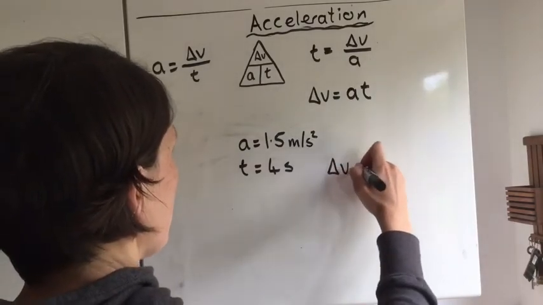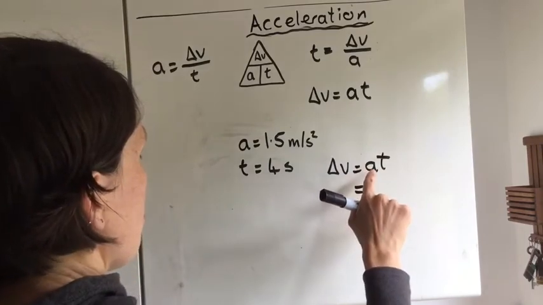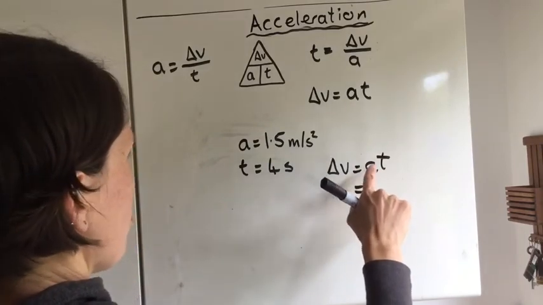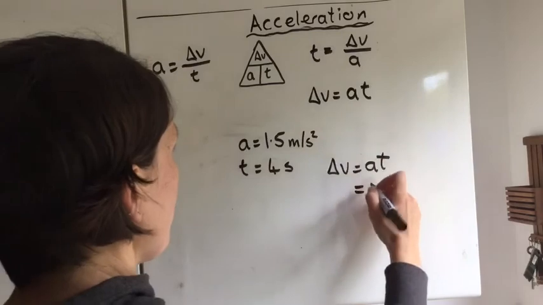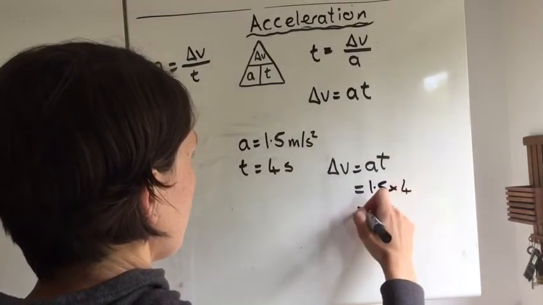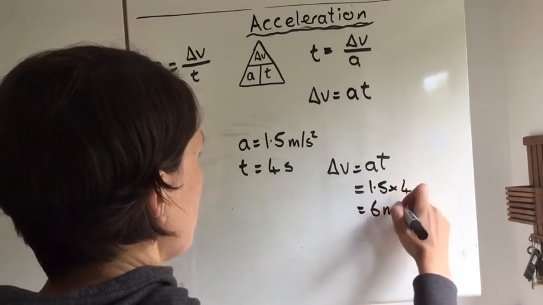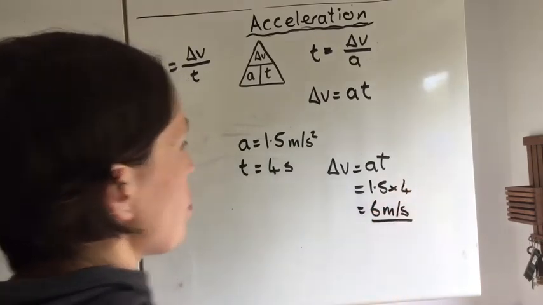So again, write the formula and then replace the letters with the numbers that match up. So acceleration is 1.5 and time is 4. 1.5 times 4 is 6. So the change in velocity is 6 meters per second.